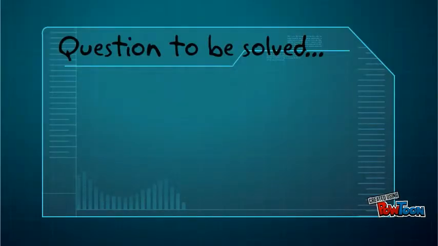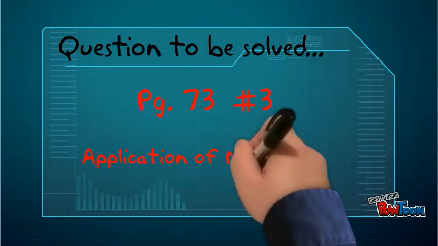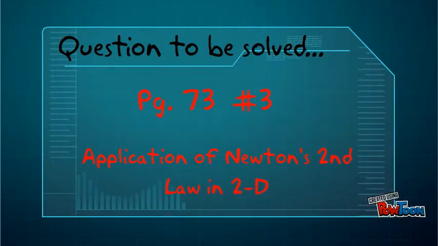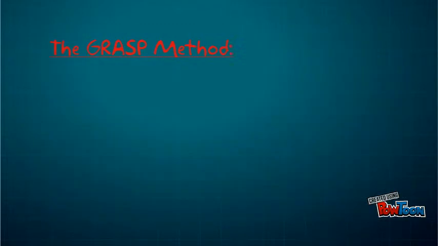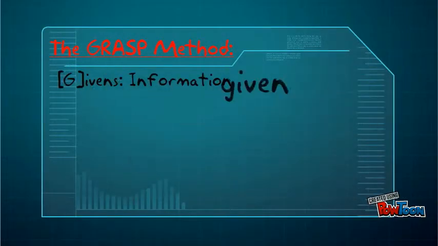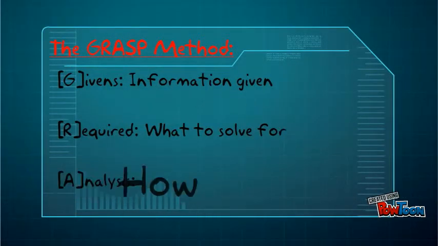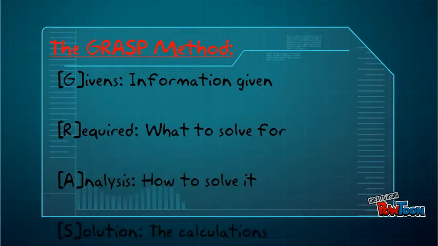The question we will solve today is page 73, number 3, application of Newton's second law in 2D. Use the GRASP method: givens, required, analysis, solution, and paraphrase.